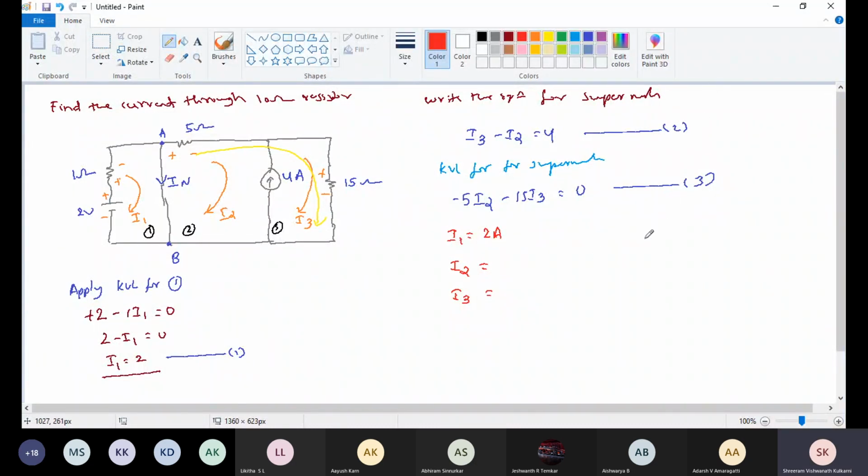Solve equation 2 and 3. I3 is equal to 1, and I2 is equal to minus 3. Yes, I2 equals minus 3 ampere, I1 equals I3 equals 1 ampere. Here, tell me the values for IN.